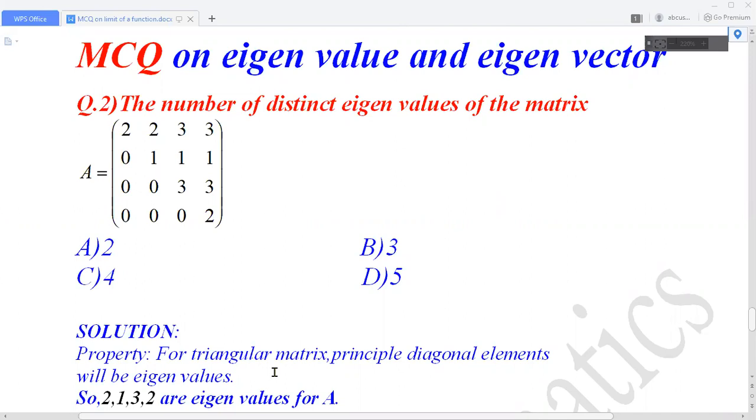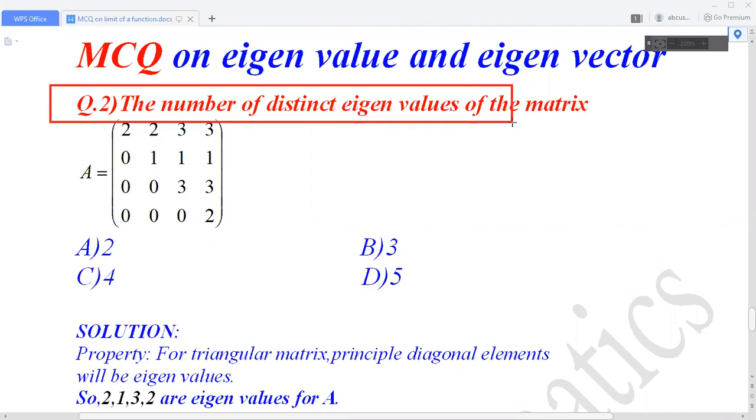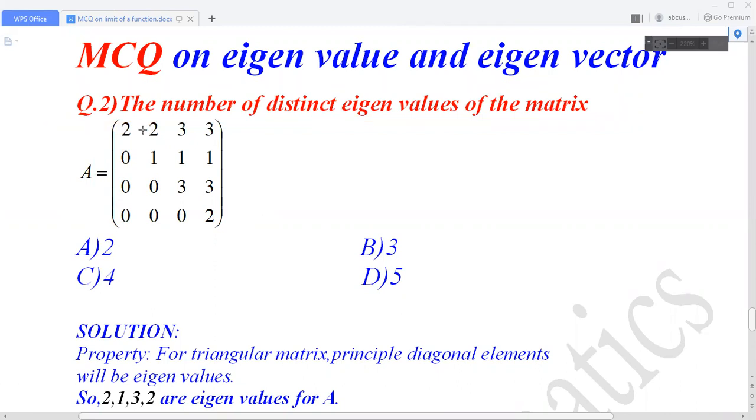Here the question is the number of the distinct eigenvalues for this matrix. A matrix A is given. We have to just find out the number of the distinct eigenvalues for this matrix A, and four options are given. Okay, and let's observe this matrix A.